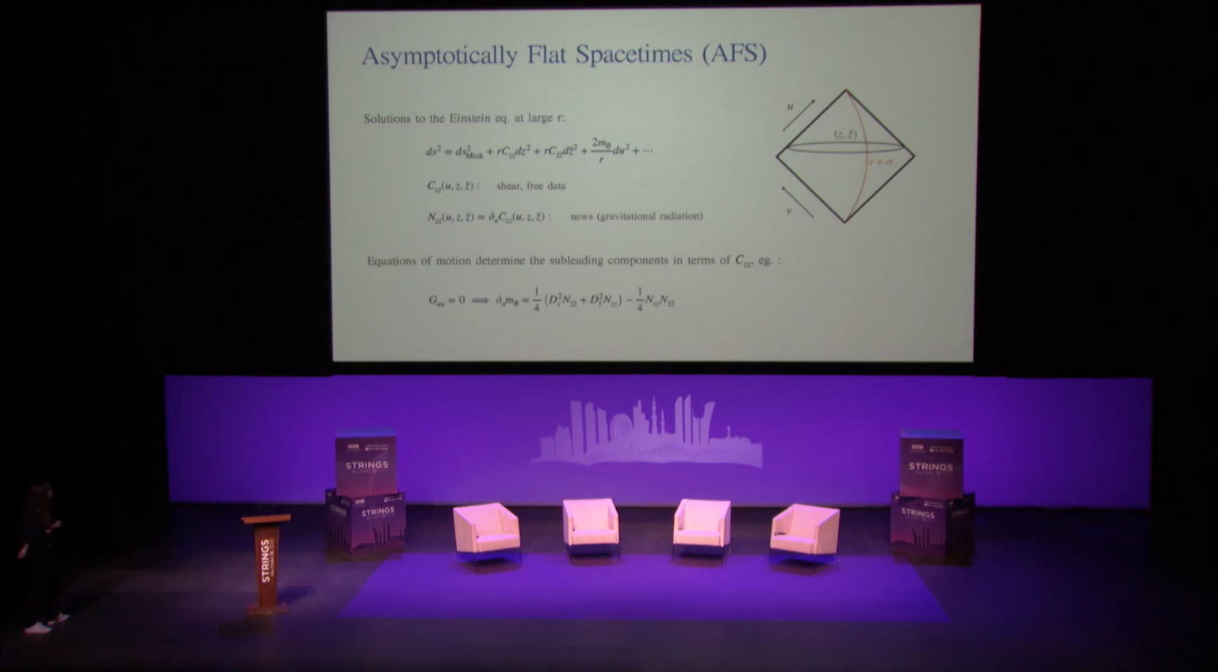Then Einstein's equations determine the evolution of the subleading components in terms of these free data. Just as an example, the time derivative of the Bondi mass aspect is given in terms of the news tensor in the following way. To check that this makes sense, if we integrate both sides on the sphere, this term goes away, and we find that the Bondi mass decreases as a function of retarded time because this object is positive definite. This makes sense because it tells you that energy is lost through gravitational radiation.